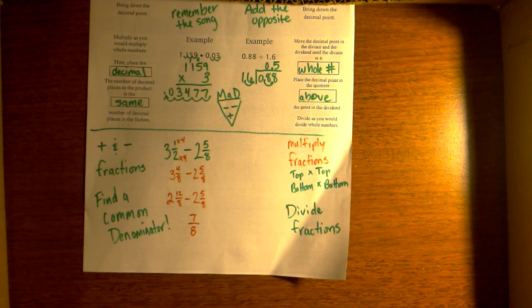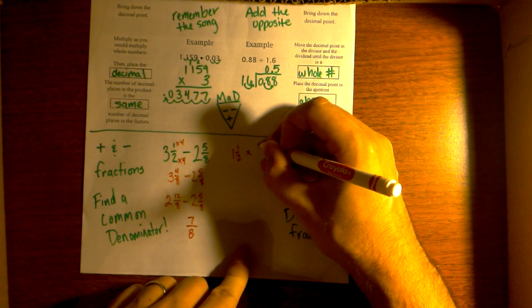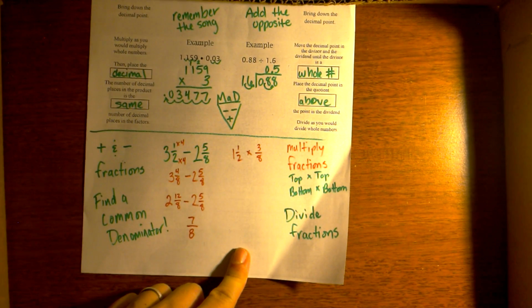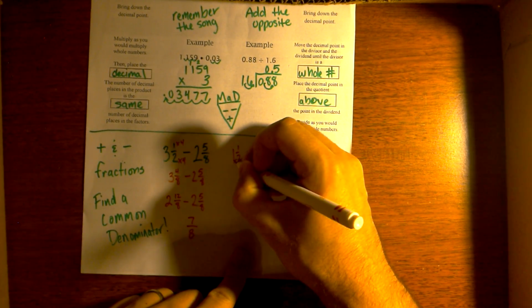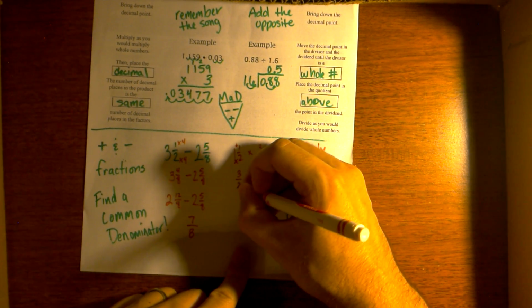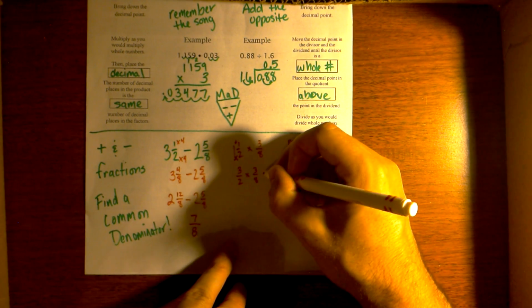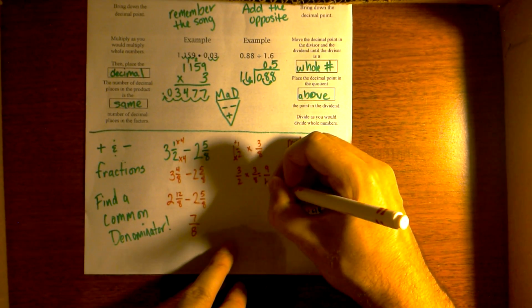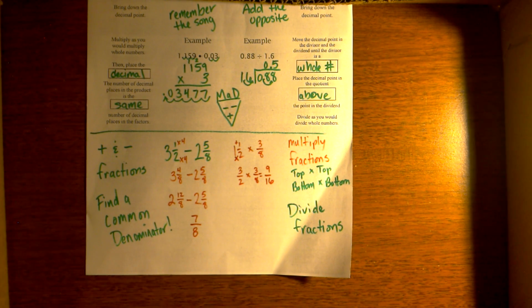So if I had the problem 1 1/2 times 3/8, there's a problem. I don't have a top and a top here, so I have to multiply. Do Texas math is what we call it. 2 times 1 is 2, plus 1 is 3/2 times 3/8, and I end up with 9/16. And there's my answer. I can't reduce it.